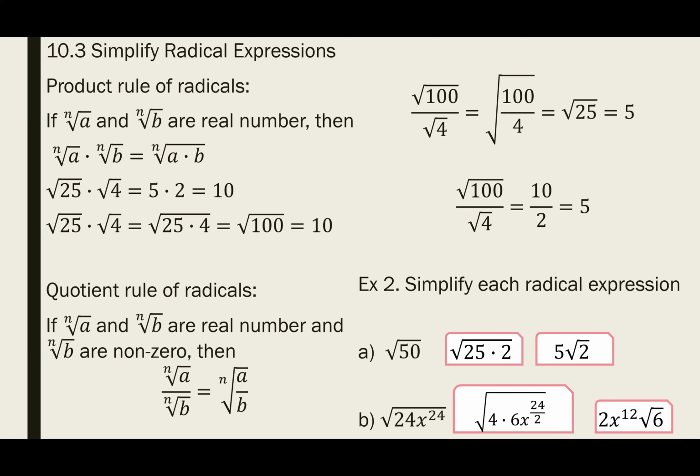And I divide the exponent, my power, by the square root index, which is divided by 2. So again, 24 divided by 2 gives me x to the 12. My leftover 6 is not a perfect square, so if they are not a perfect square, they stay on the inside. Okay.